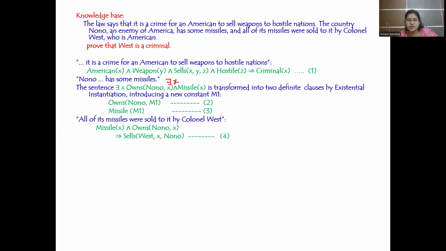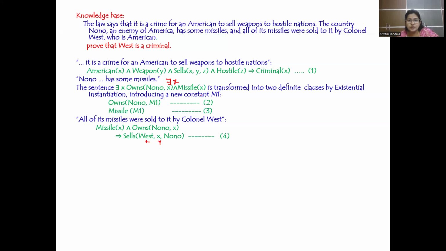So here you can see the form of sells. Here sells is having 3 literals X, comma Y, comma Z. What is X? X is nothing but American. Who is American here? Colonel West. So there that X, here X is replaced with Colonel West. Then Y is the weapon that is replaced with X here. Why are we replacing with X? Because here I'm taking X for the missile. Here Y is a weapon. That weapon is nothing but a missile. So I'm using X here.